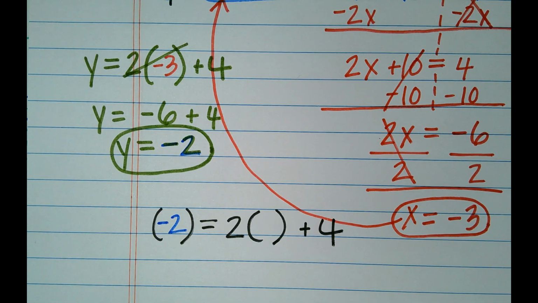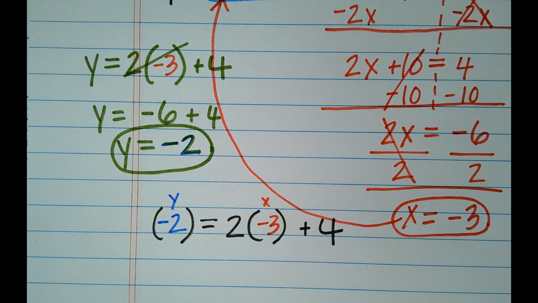So negative 2 equals 2x. X is negative 3. So this is just a way to check your answer.